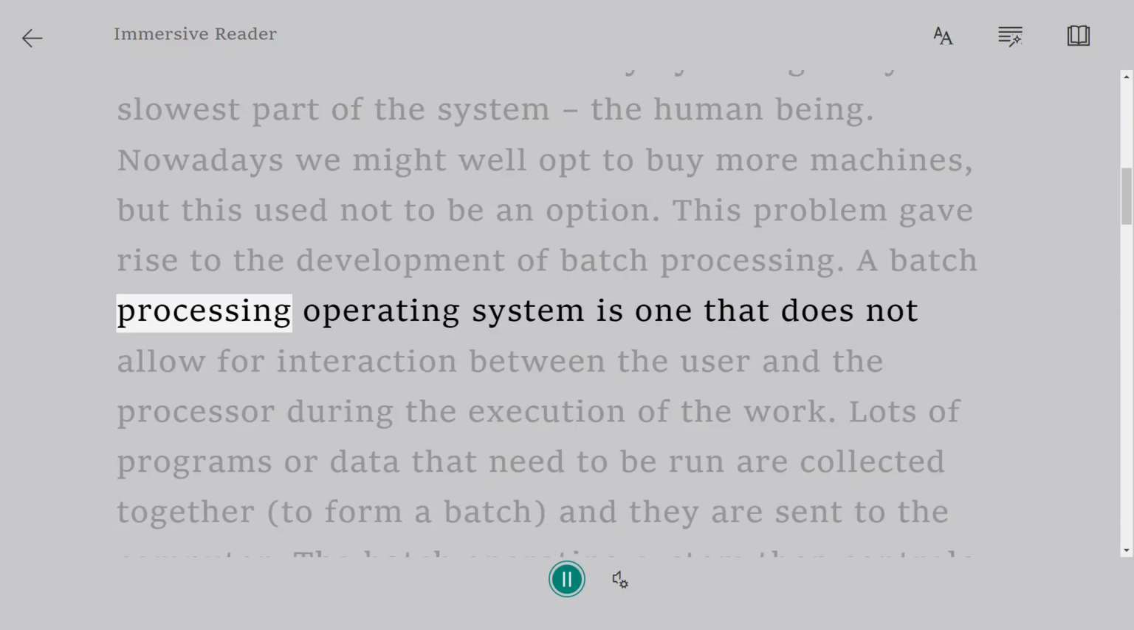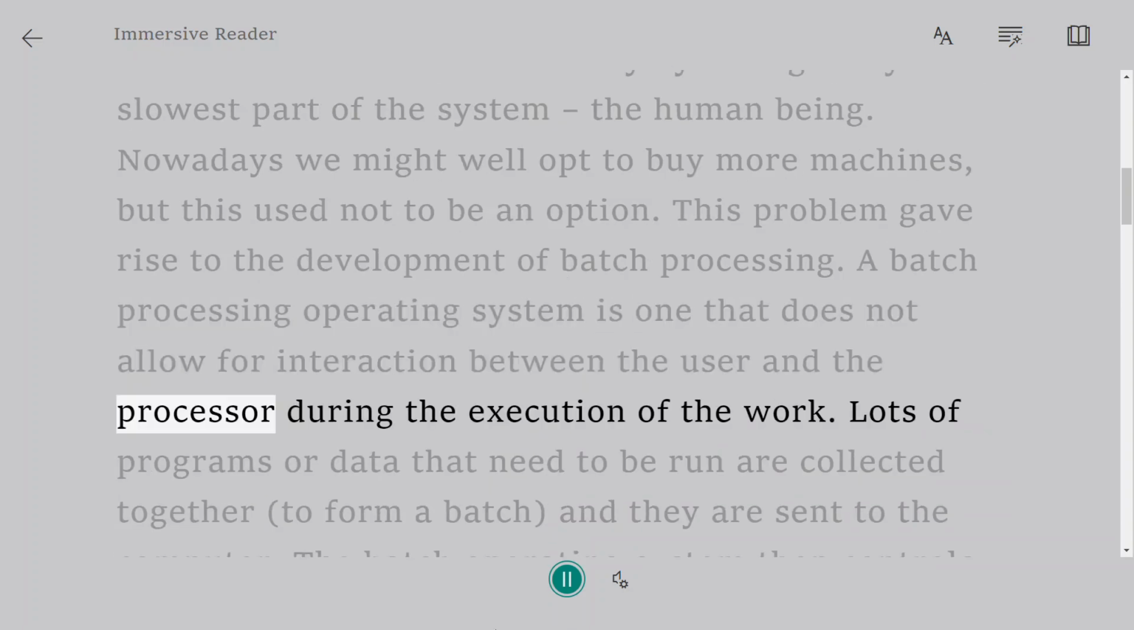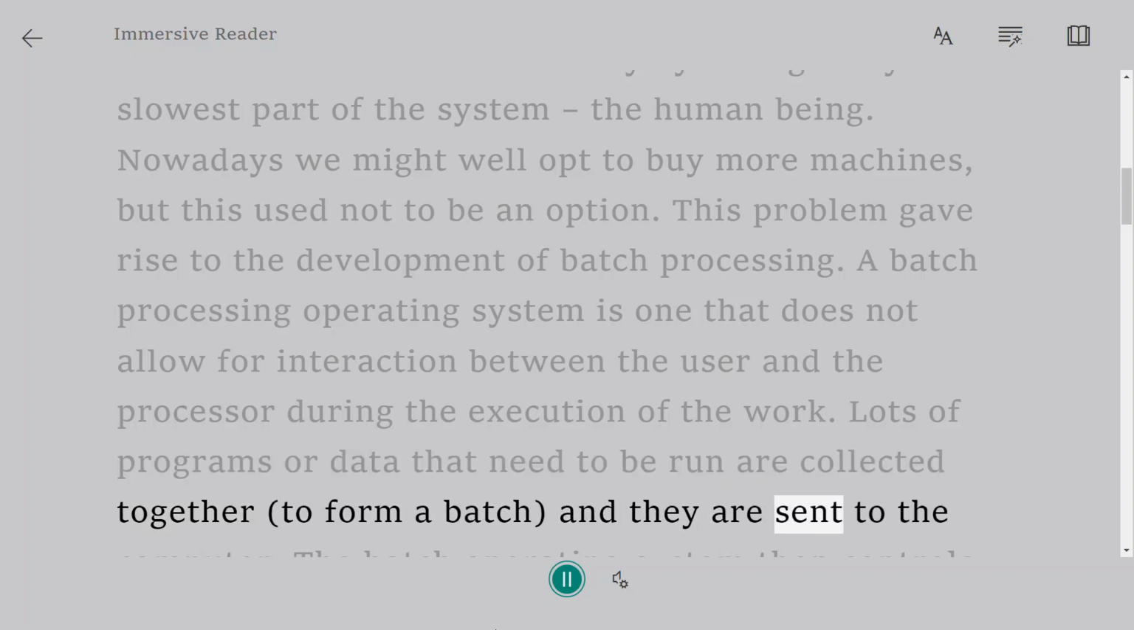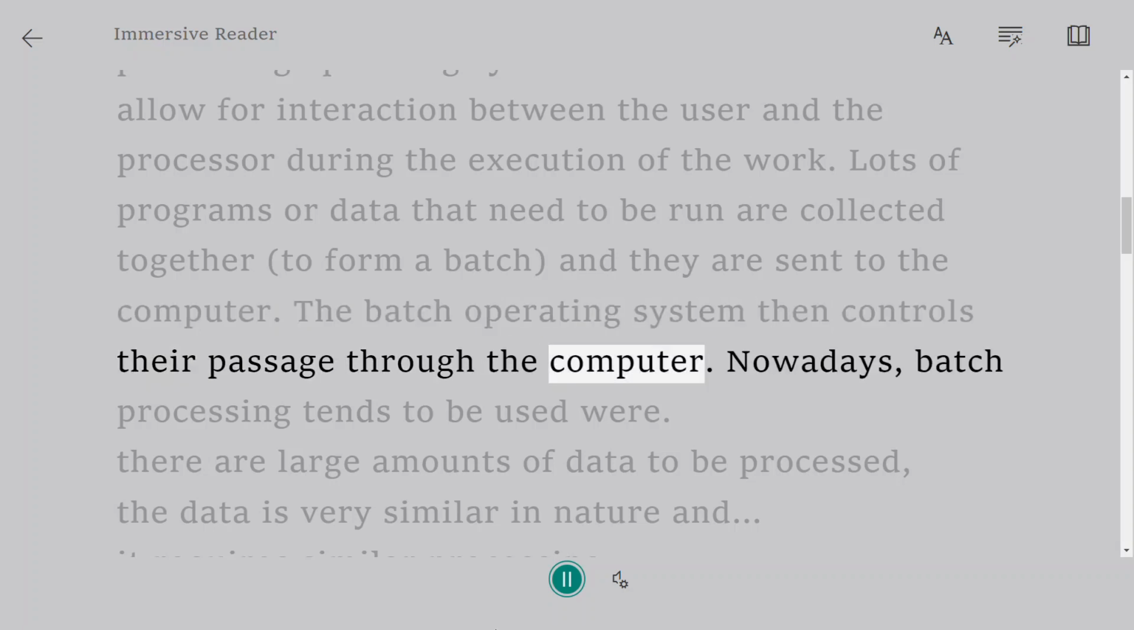A batch processing operating system is one that does not allow for interaction between the user and the processor during the execution of the work. Lots of programs or data that need to be run are collected together to form a batch, and they are sent to the computer. The batch operating system then controls their passage through the computer.